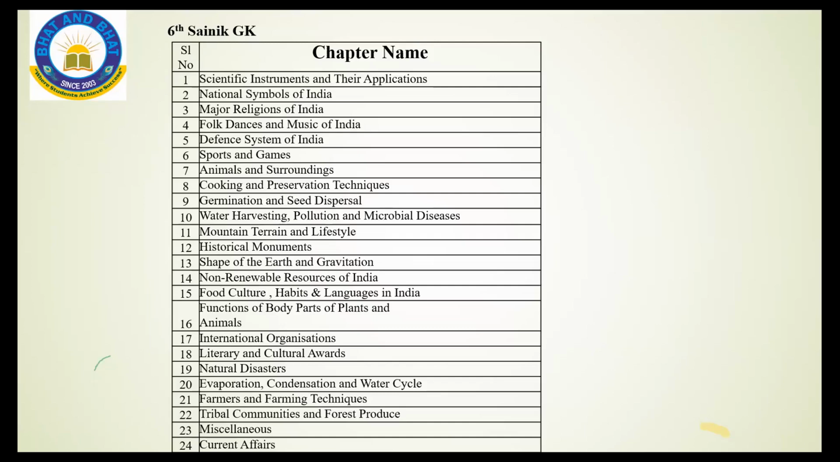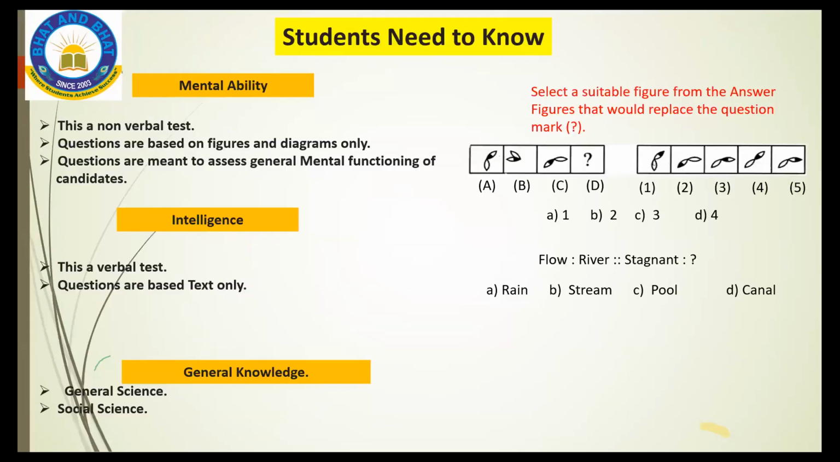Apart from that, in GK everyone will be prepared for miscellaneous topics and current affairs topics also. Compared to science and social, they need to be aware of current affairs. So they need to be well prepared with day-to-day activities and day-to-day news, whatever they are hearing, that will be more useful for them to crack the 2 or 3 marks for current affairs. Fine. Now moving on to the next.